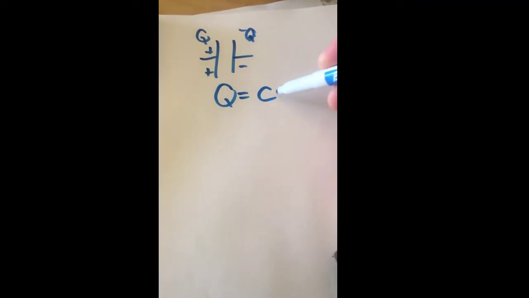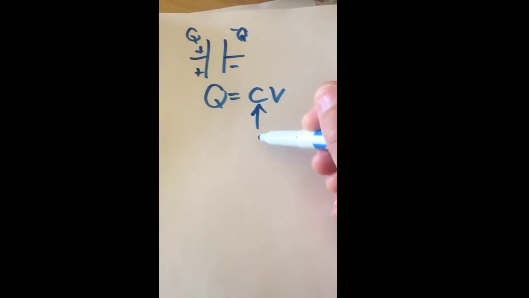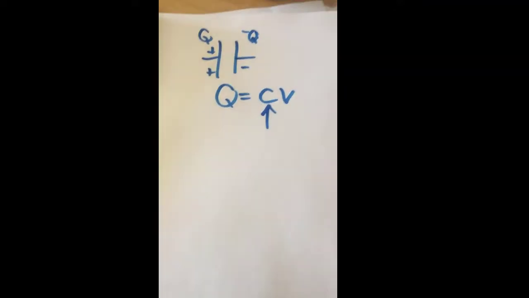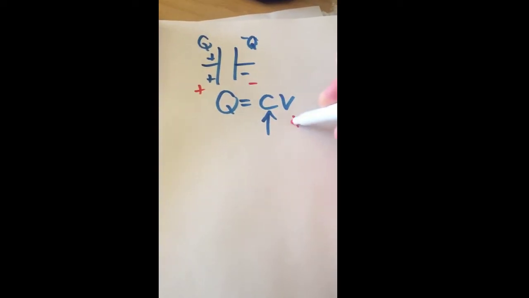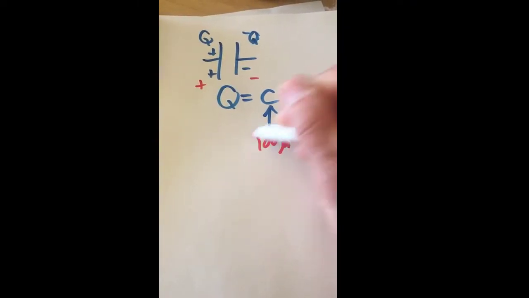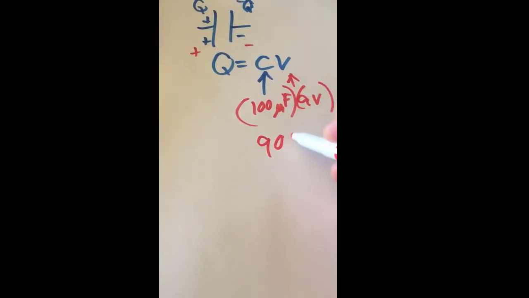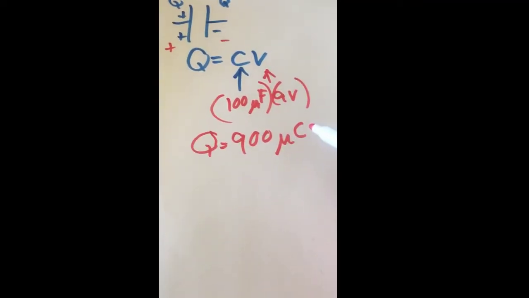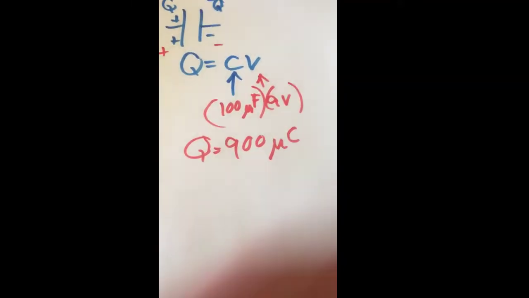And the relationship between them is Q is equal to C times V, where C is the capacitance of the capacitor, and V is the voltage drop across the capacitor. So if there's a voltage of 9 volts across a capacitor of 100 microfarads, the charge is simply the product of 9 volts and 100 microfarads, which is 900 microcoulombs. One plate would have plus 900 microcoulombs, the other plate would have minus 900 microcoulombs. That's what's meant by that.